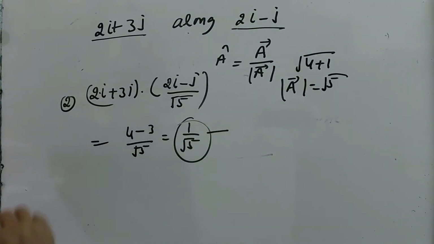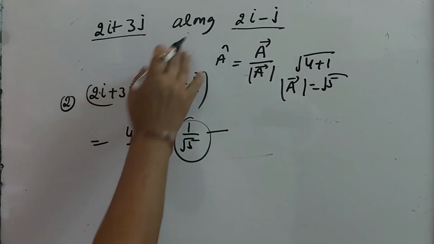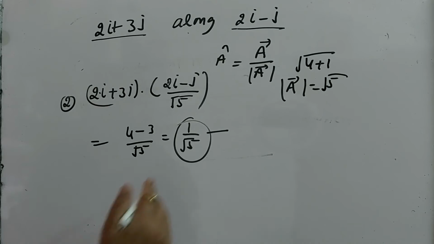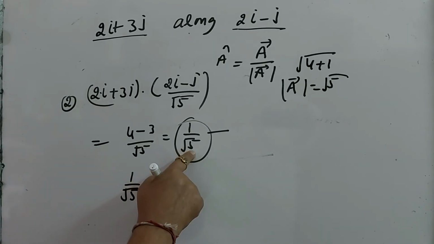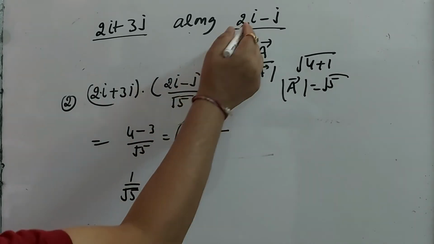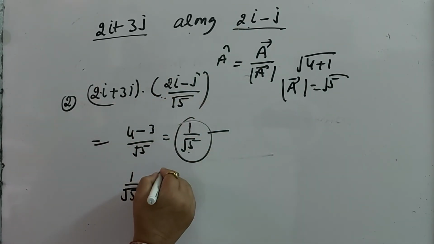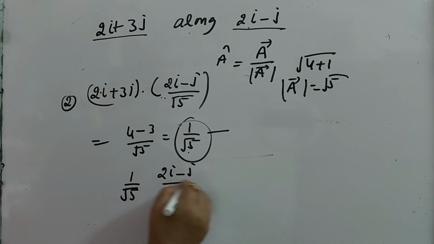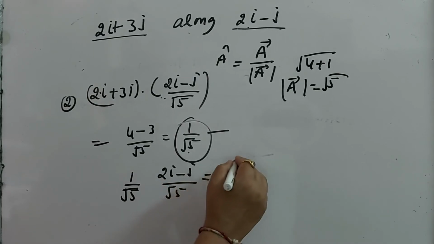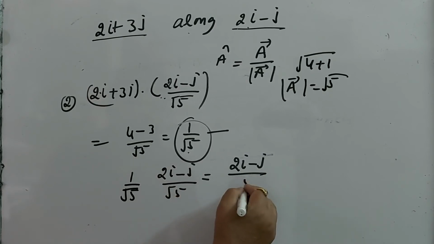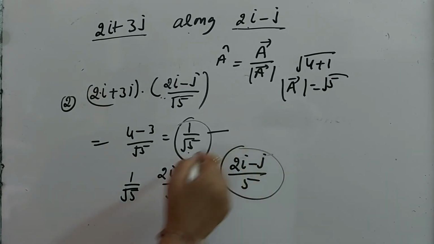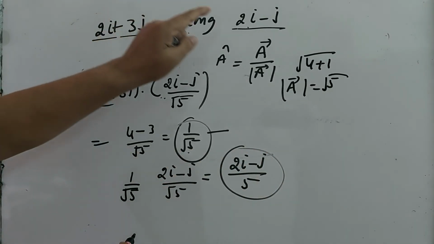This is the projection. And if we are to find out the component, since component is also a vector, you multiply this magnitude with the unit vector along this line, and the unit vector along this line is 2i cap minus j cap by root 5. So this is 2i cap minus j cap by 5. So this will be the component of this vector along this line.